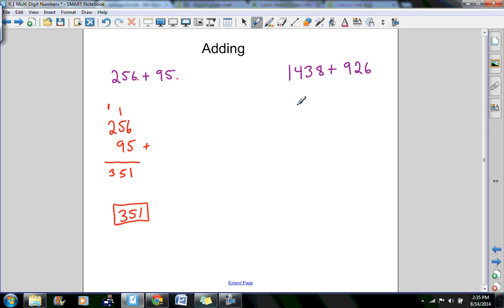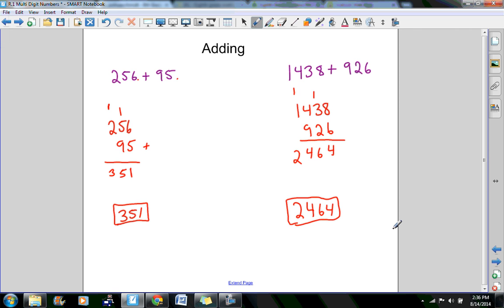So for this one, once again, we want to line up all of the digits. 8 plus 6 is 14. 6, 14 again, so 2,464. Once again, as a reminder, if I'm ever working out a problem in a video and you catch a mistake that I do not catch in the video, you let me know in class and you will get a reward for that.